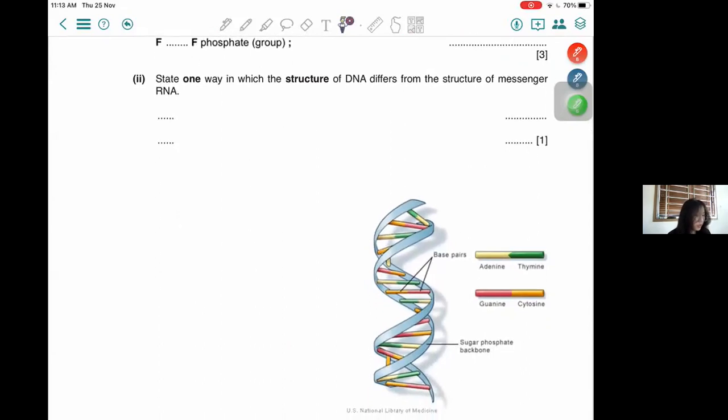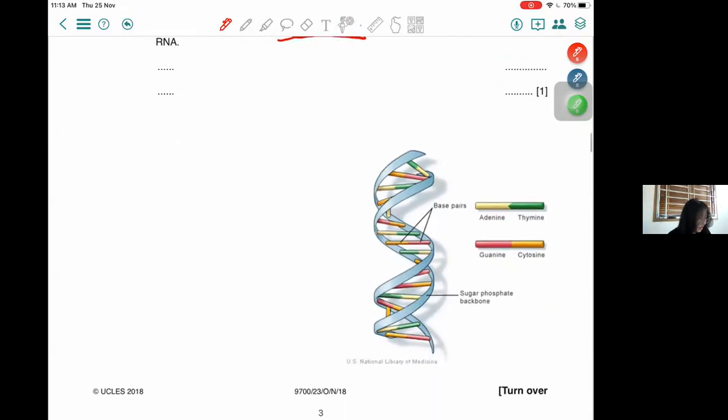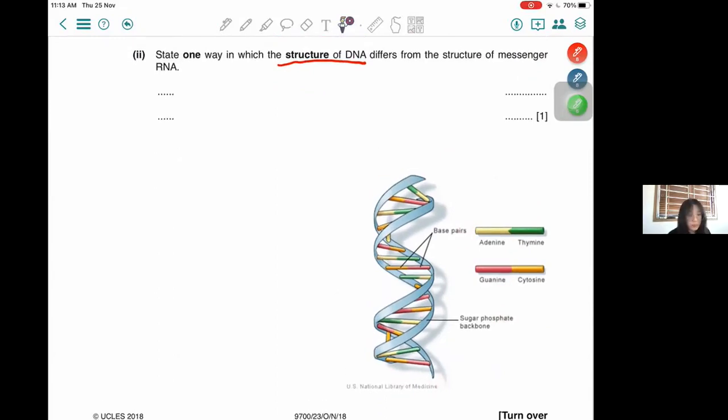State one way in which the structure of DNA differs from the structure of RNA. So in this question, you have to know about the structure of DNA, which differs from messenger RNA. So here's a diagram of DNA. For the structure of the DNA molecule, DNA is made up of two long strands of anti-parallel nucleotides in which opposite complementary bases pair up by hydrogen bonds to form a ladder-like construction which is twisted into the shape of a double helix. So this is the shape of a double helix.